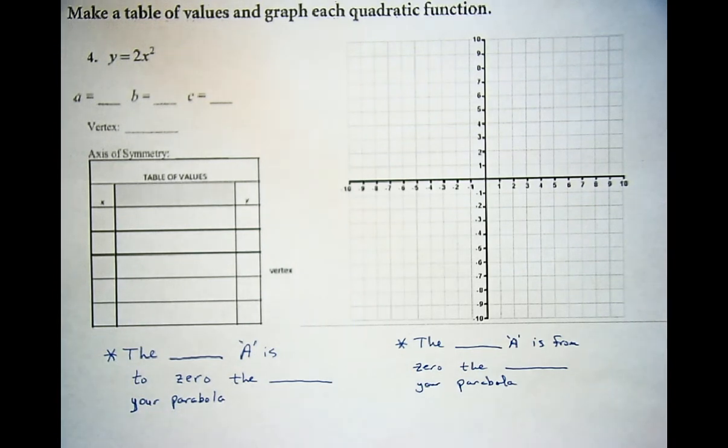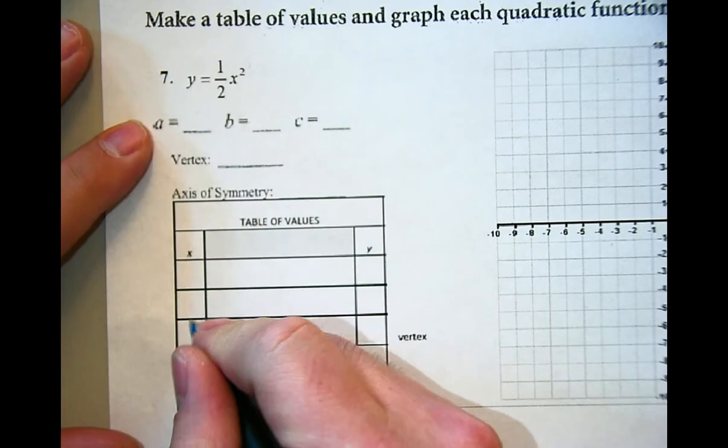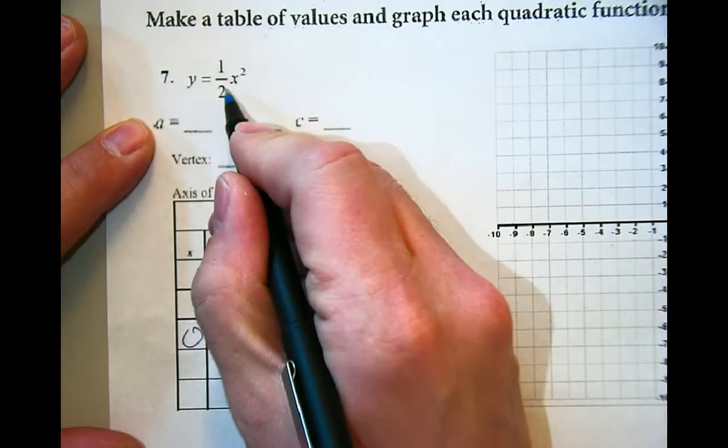Quick hint on number 7: as soon as you figure out this is 0, if you have a denominator, always go up by that denominator. So count up by 2s. It'll make your numbers on this side become whole numbers.